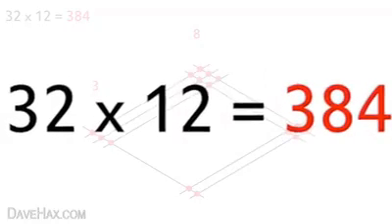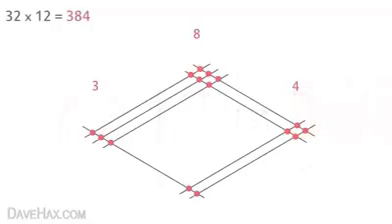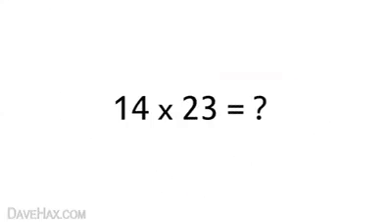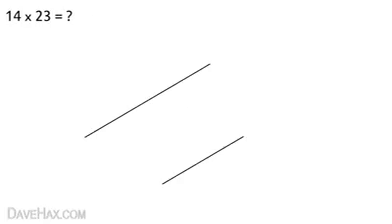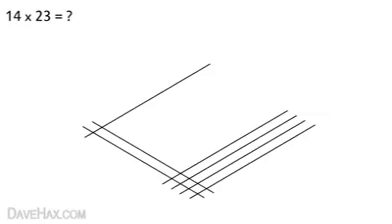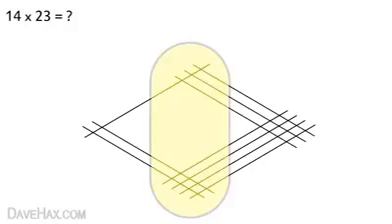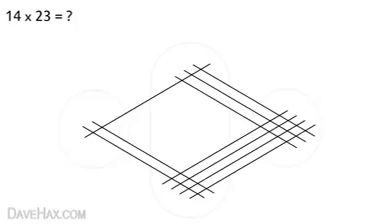Simples. But it does get a little more complicated if we add more lines. I'll show you. Let's multiply 14 by 23. So draw out the pattern. 1, 1, 2, 3, 4. 2, and 1, 2, 3. Mark out our zones, and now let's count the dots.